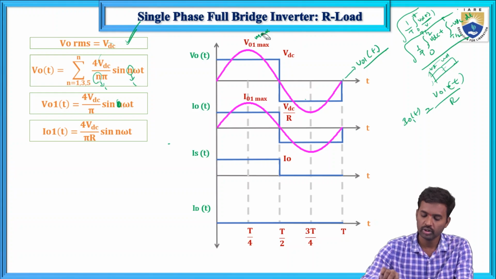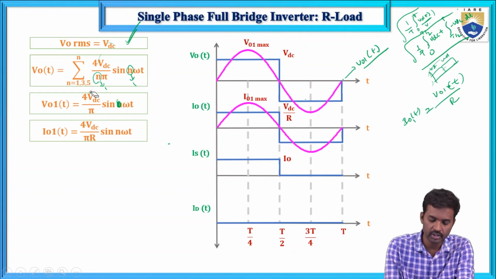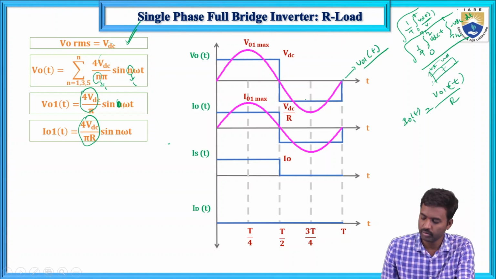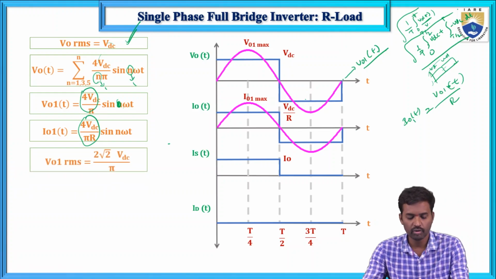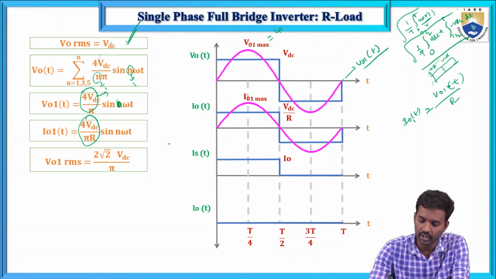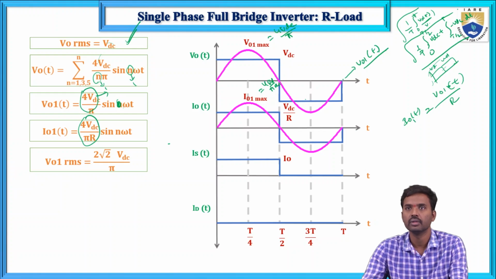Now here what about this V01 maximum? This is V01 maximum. This is I01 maximum. So now V01 maximum equals 4 VDC divided by pi, and I01 maximum equals 4 VDC by pi into R.